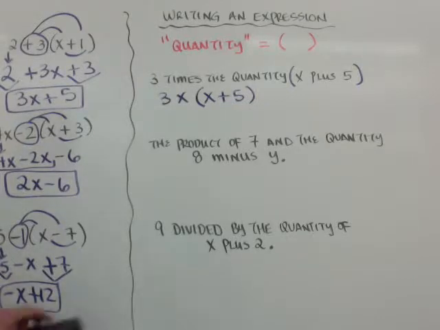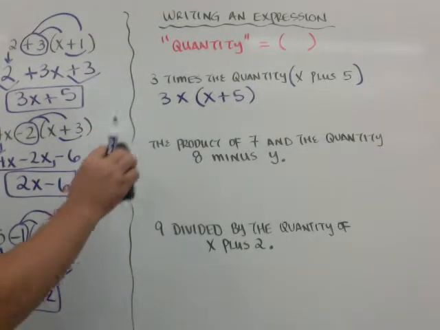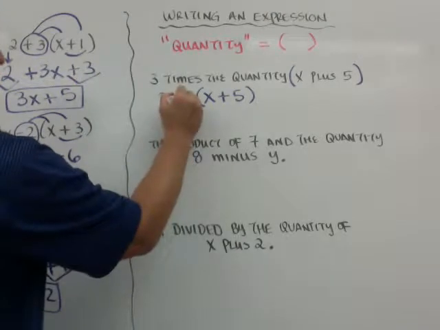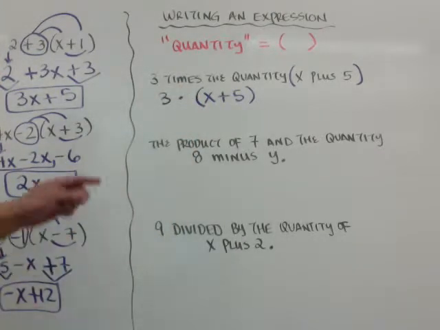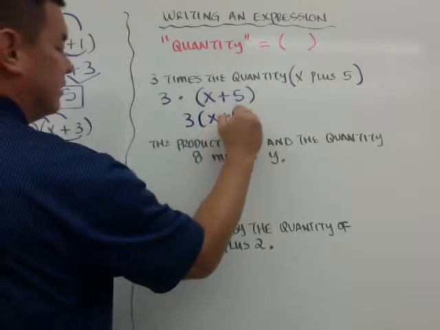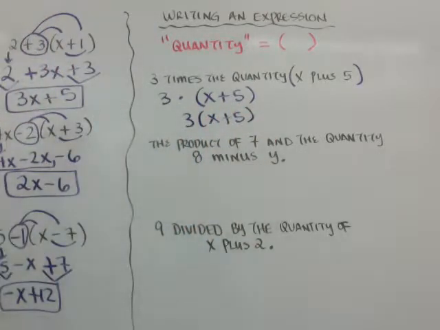But if you notice, we use the variable x a lot. So instead of writing your times this way, you can either put a dot like this, or because it's just 3 times that, you can just write it without the dot or the time sign. Okay, because this is saying 3 times the quantity x plus 5.